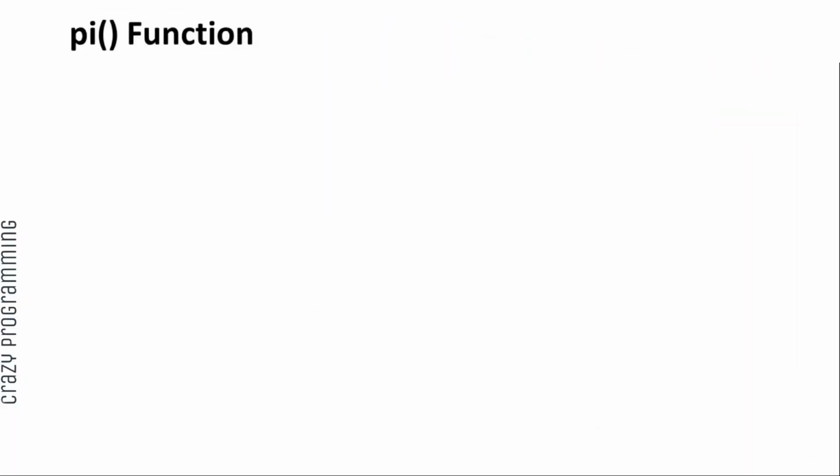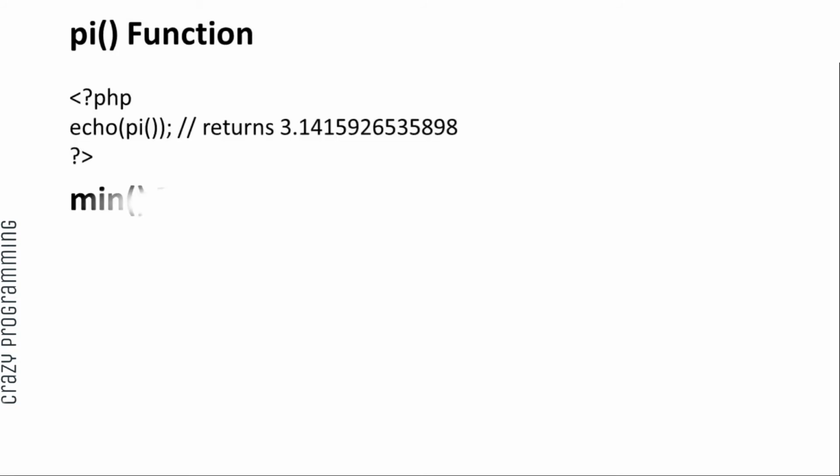Now it's time for the pi function. We are going to understand more clearly with an example. As we can see, first we started the PHP basic syntax, and then there is an echo. Inside echo I use the pi function, so it returns 3.14159265358898, which is the value of pi.